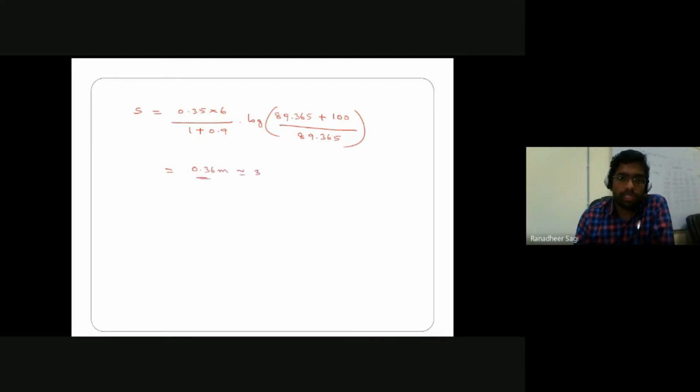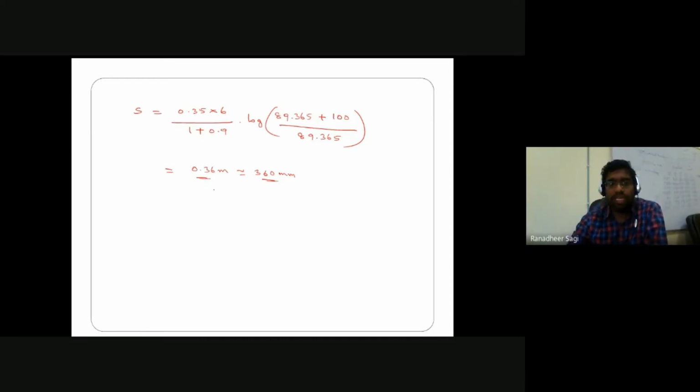Okay, 0.9 into log of (89.365 plus the increment in stress of 100) divided by the initial effective stress, which is 89.365. From here, if I calculate, I will get the settlement that your soil is going to have because of that increment in stress of 100 kilopascal: 0.36, which is nothing but 360 mm. So 360 mm of settlement is what we are going to have in that particular clay strata.